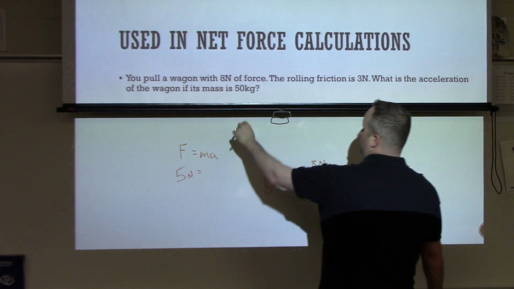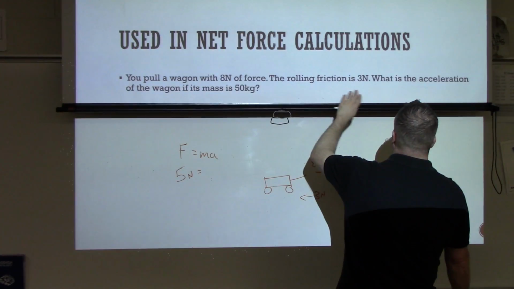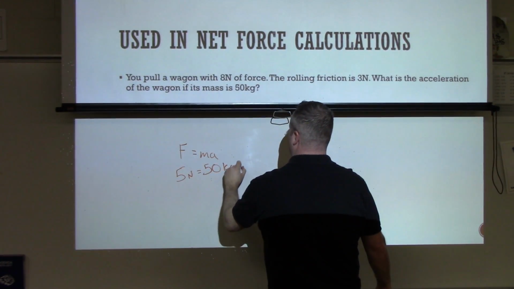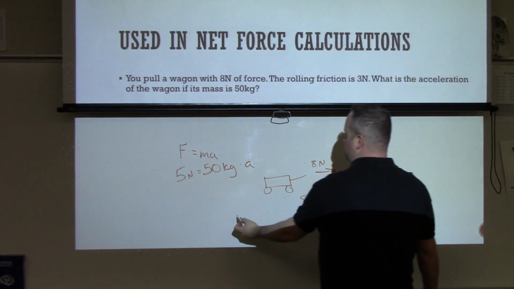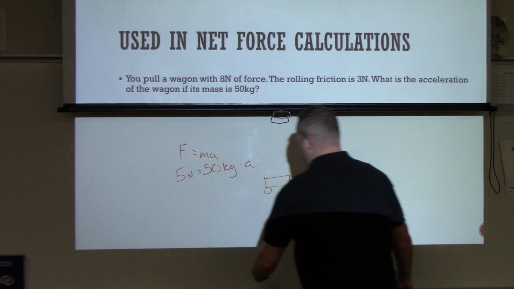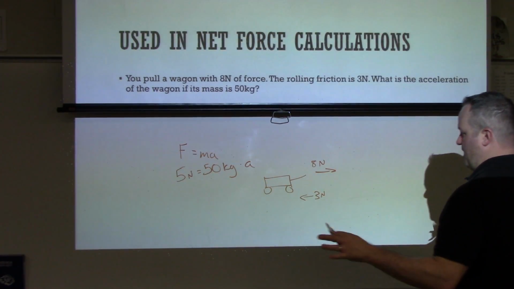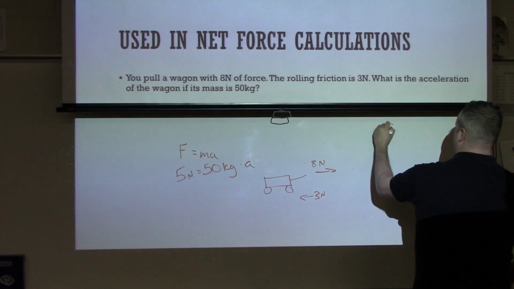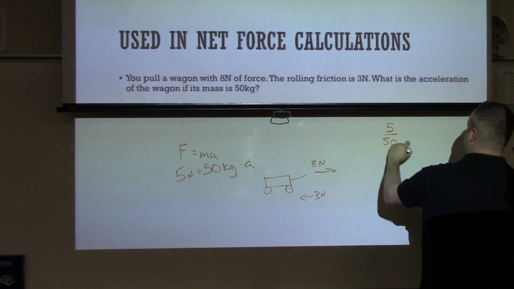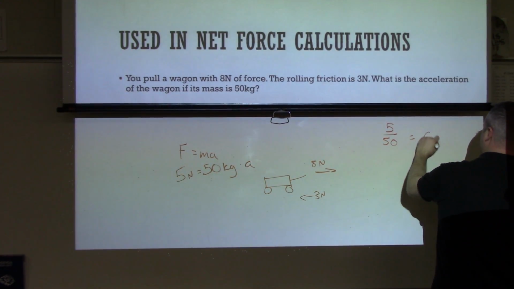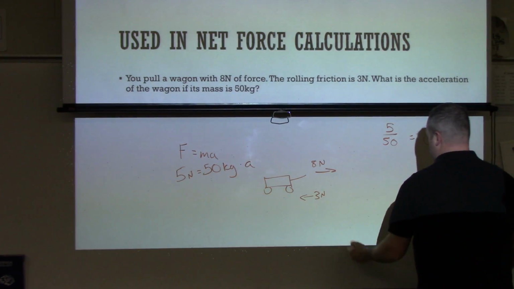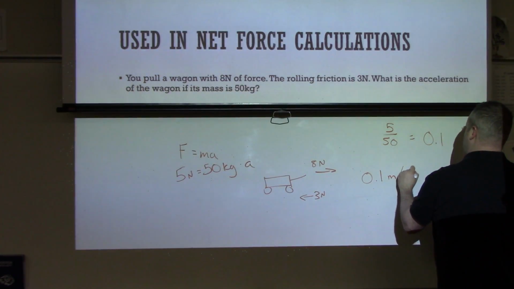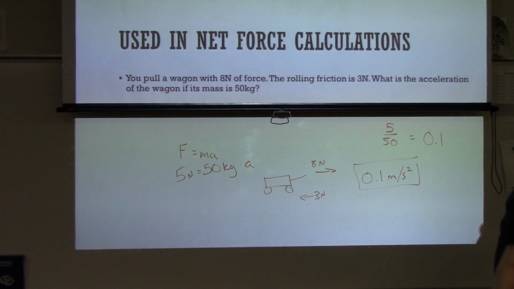Now, over here, I have 50 kilograms, all right? So 50 times something equals 5. To find what the answer would be, you have to divide both sides by 50. So you're going to have 5 over 50, and that's going to be 1/10. So your acceleration is going to be 0.1 meters per second squared.